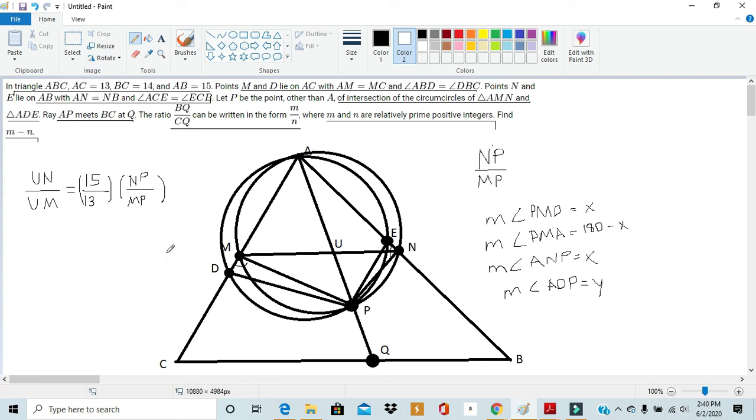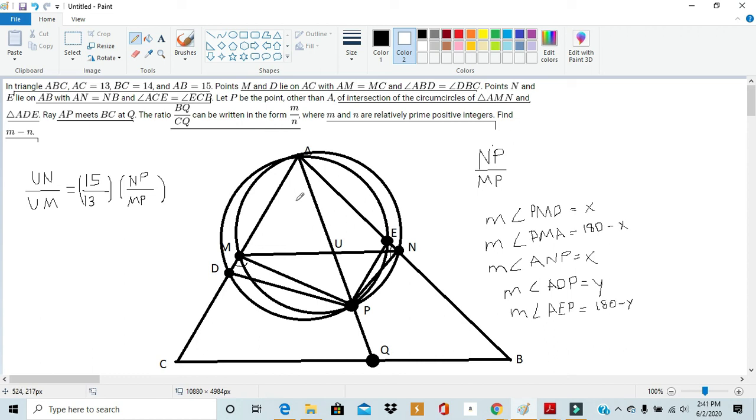ADP is on another circle, along with point E. In fact, the whole quadrilateral ADPE lies on one circle. So since D and E are opposite vertices of this cyclic quadrilateral, the sum of their angles add up to 180. So since we denoted ADP as y, we must denote angle AEP as 180 minus y.